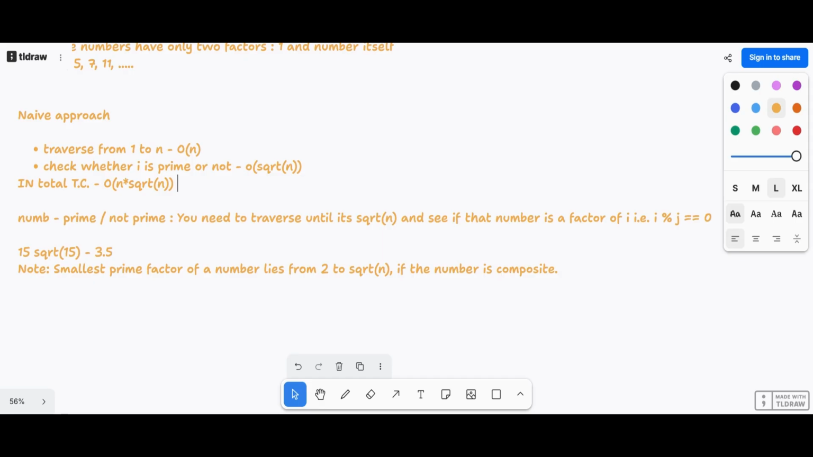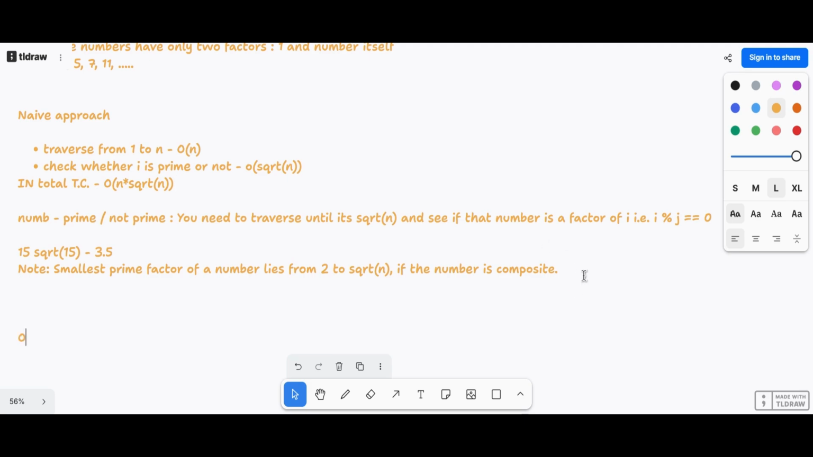So at max you can traverse until 10 raised to 5. What would be the square root of 10 raised to 4? It is 10 raised to 2, right? So yeah, you can traverse until 10 raised to 4 or 10 raised to 5, not more than that, I could say, because it's order of n into square root of n. And this is the naive approach.